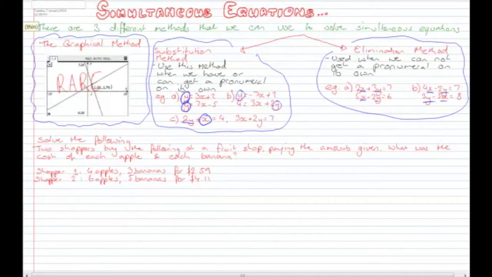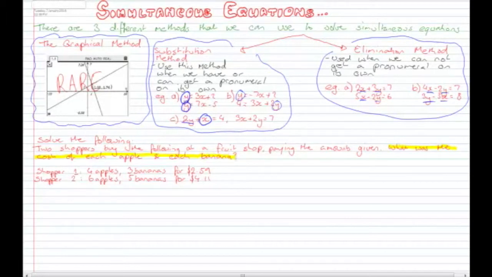Alright, so now it's time to use simultaneous equations to solve worded problems. So let's go through and actually read the question first and highlight any key information. Solve the following. Two shoppers buy the following at a fruit shop, paying the amounts given. What was the cost of each apple and each banana? So basically the question's asking, what was the cost of each apple and each banana?